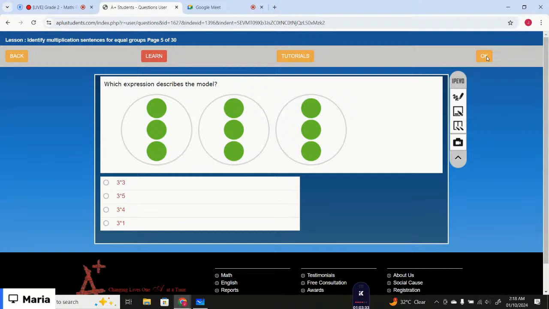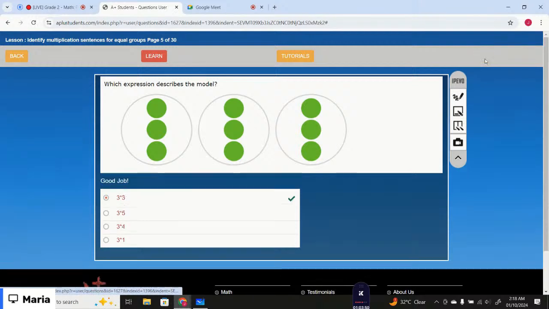That is 3 times 3. Option number 1 is the correct option. Why 3 times 5? That is 3 times 3. You can see you have 1, 2, and 3 bigger circles. And in each circle, you have 3 small circles, dots. So you can write it as 3 times 3. Option number 1 is the correct option.